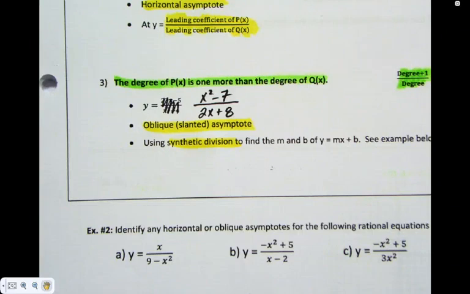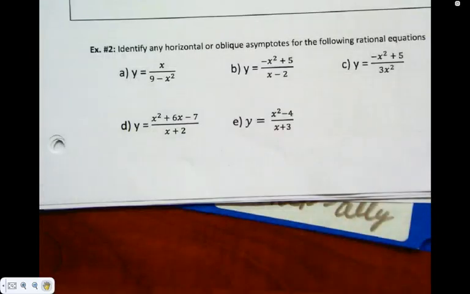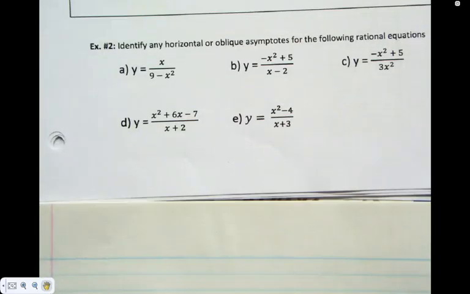Those are the only 3 situations you're going to run into. Again, there's a bunch more situations. We're just limiting you to these 3 so you can practice them. Okay, that's the theory. Let's do some examples. So example number 2 is we're going to find either the horizontal or oblique asymptotes. So we're not doing vertical this time. We've already practiced that. We're just focusing on the other 2.